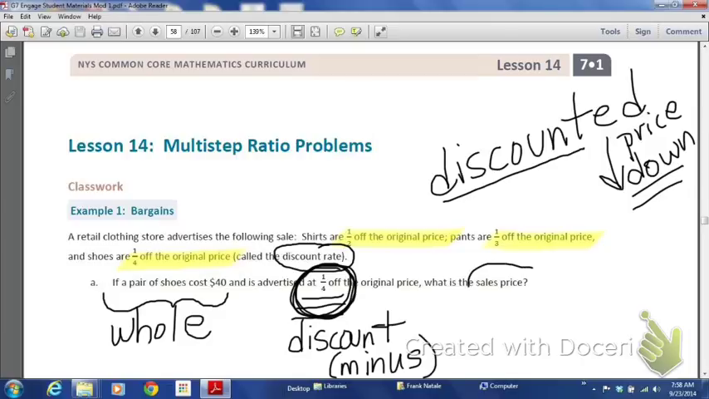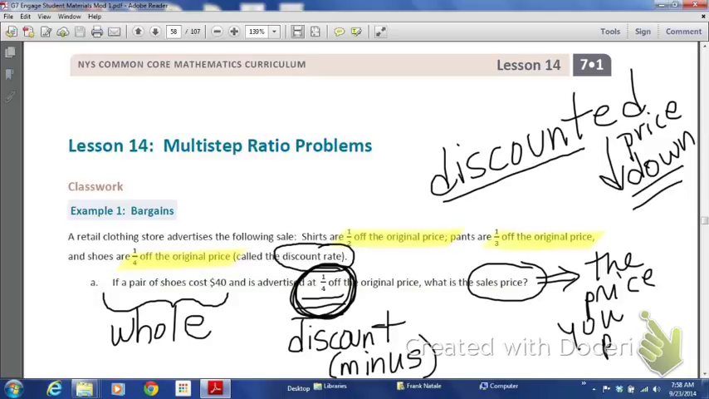And then we're going to end up with what is considered our sales price. The sales price, that is the price you pay. And again, retailers love to show you all of this. You know, originally $40. If you've gone to Famous Footwear, for example, you always have the original price, and then you have the sale price. Kohl's is very, very famous for that. All right, so let's go ahead and work this out.